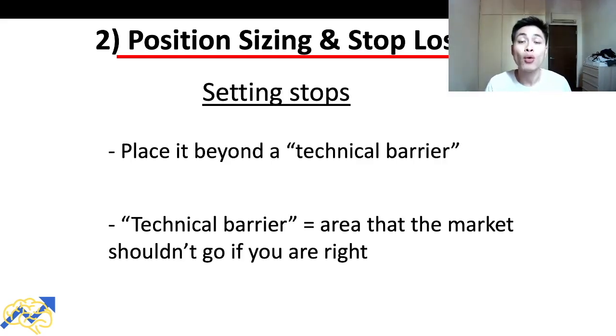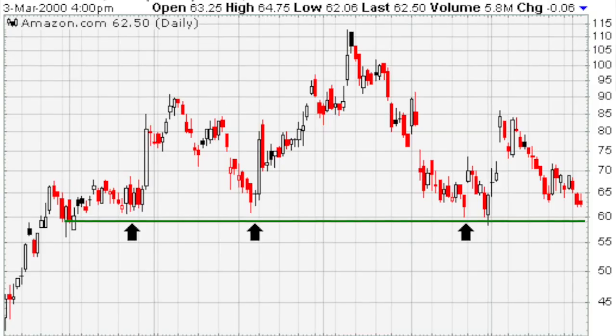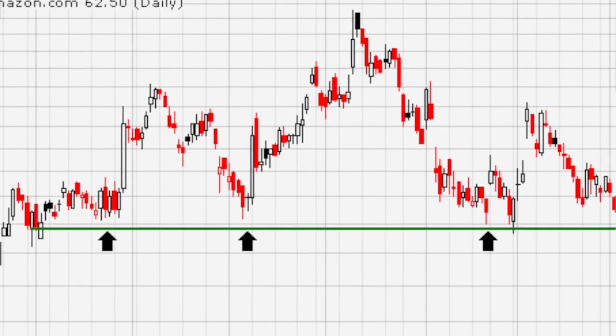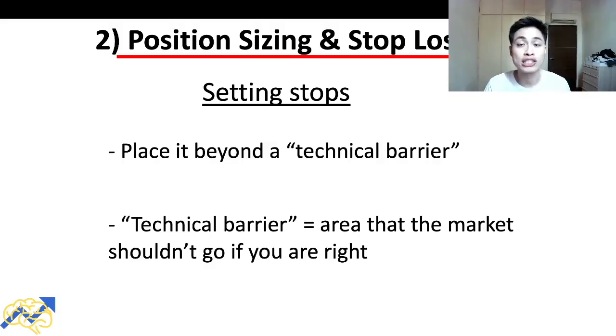According to Bruce Kovner, we want to place our stops beyond a technical barrier. And a technical barrier is an area that the market shouldn't go if you are right. So for example, if you have a position in the market and you believe that the market is likely to go up in the future, and you bought your position in at around $100, and you know that if the market falls below $90, then you are wrong about your investment thesis. Then the technical barrier for your position is at around $90, because this is an area that the market shouldn't go if you are right.